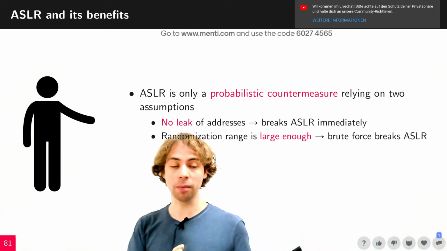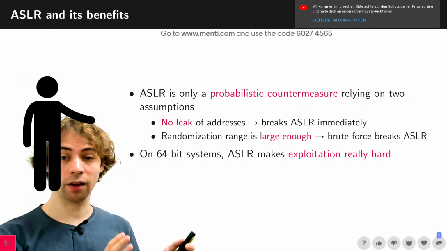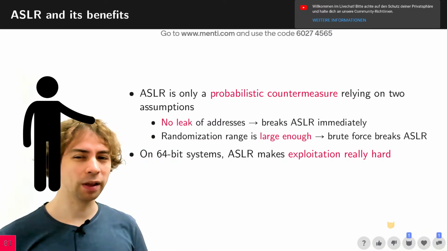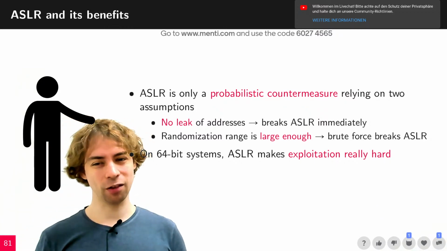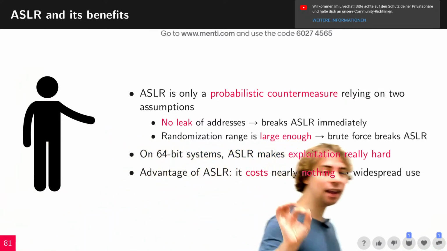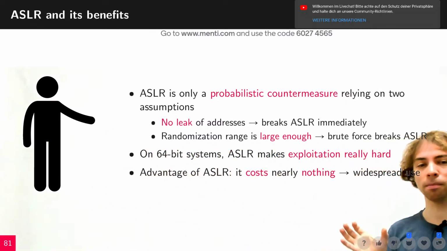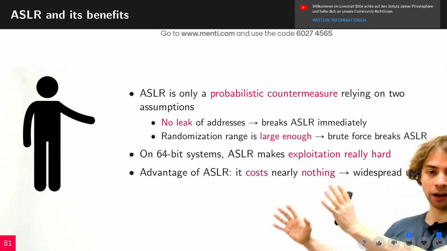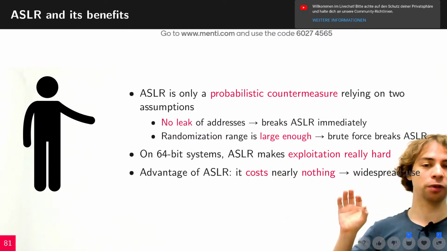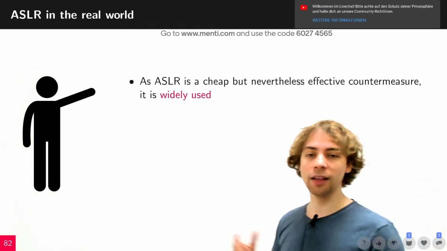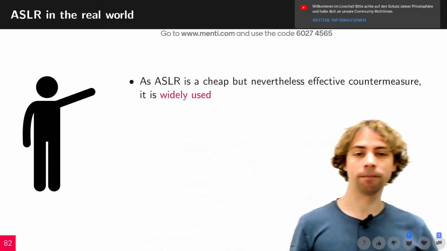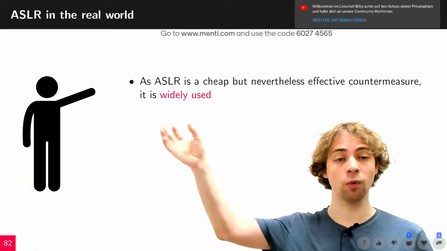On 64-bit systems, that's fine, right? On 64-bit systems, ASLR can make exploitation really, really hard. On 32-bit systems, not so much. The advantage of ASLR is it costs nearly nothing, because it doesn't make a difference whether your memory is mapped here or there. It doesn't make any difference. So it costs nearly nothing. ASLR is super cheap, but nevertheless very effective, and it's very widely used.